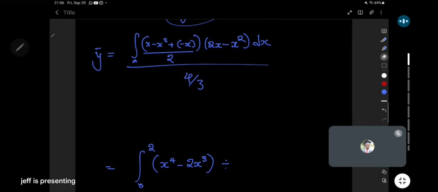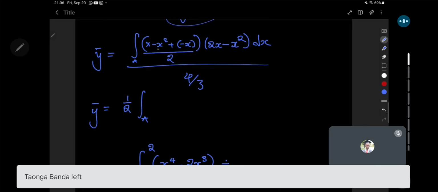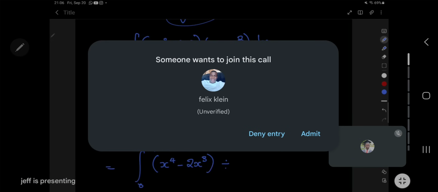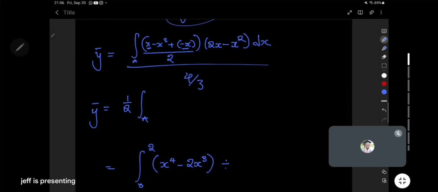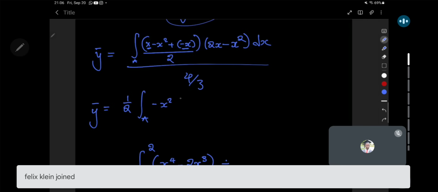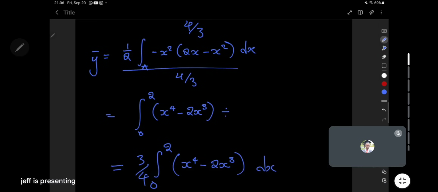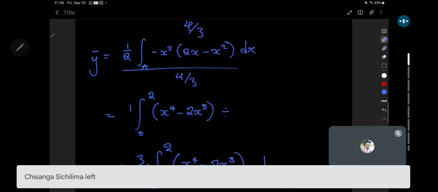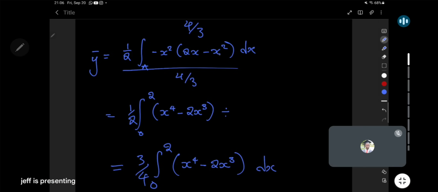So what I'll do is I'll just quickly bring out that half outside. So this is now 1 over 2 here in the numerator. So this will still be x minus x, which will be 0. And then this will still be minus x squared. The only thing left there is 2x minus x squared. The denominator is still 4 over 3. So again, for this one, it will just have this half outside here. The minus x squared multiplies in, then divided by 4 over 3.